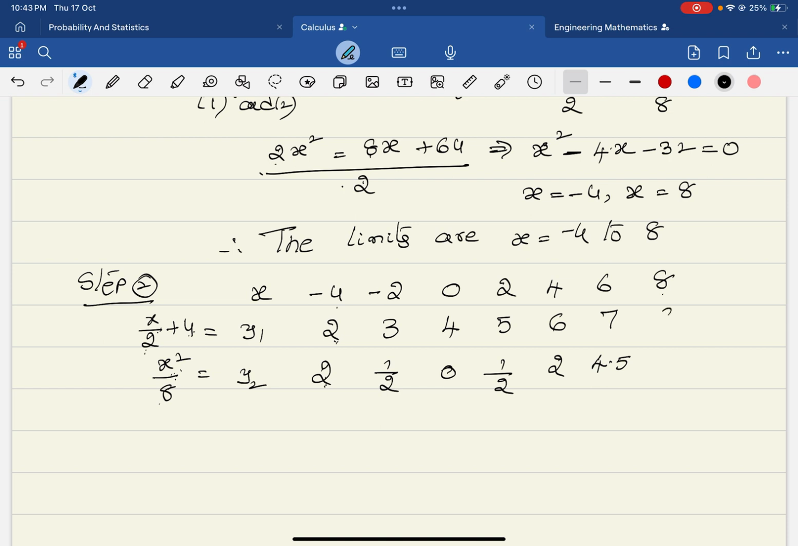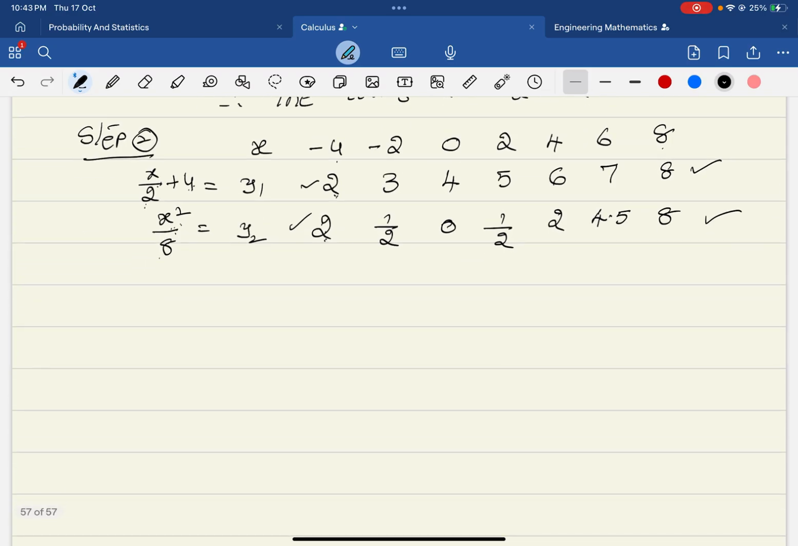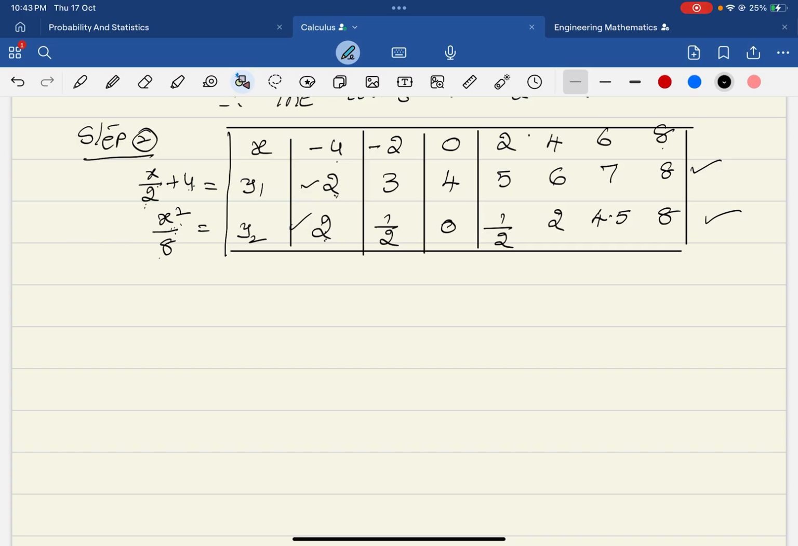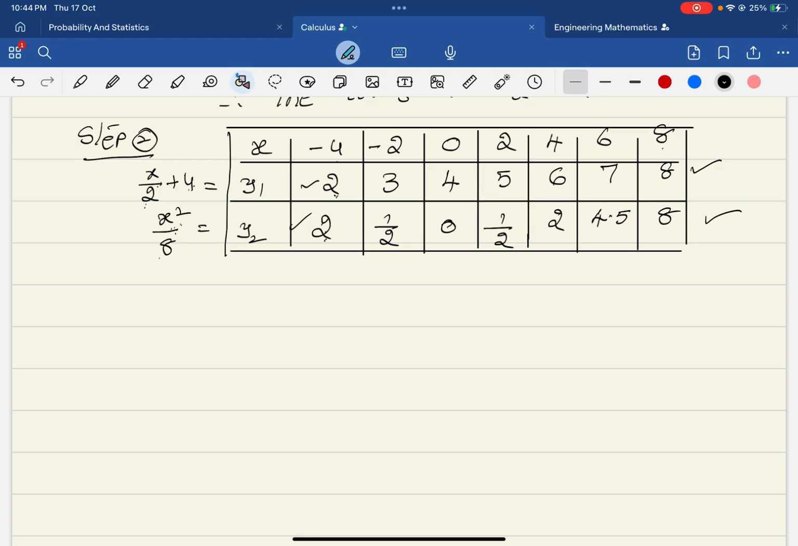So, now 8 by 2 is 4. 4 plus 4 is 8. Again, when it is 8 square by 8, which is also equal to 8. So it is understood that these are the points where the two curves are intersecting. So the table is also over. Now let us draw the table properly so that you can understand it clearly. So these are the tabular values we made in this step 2.